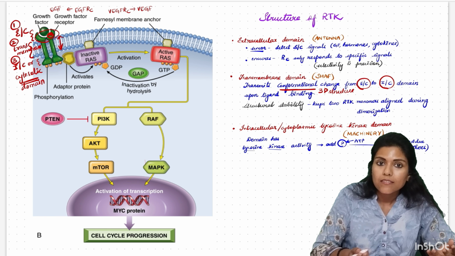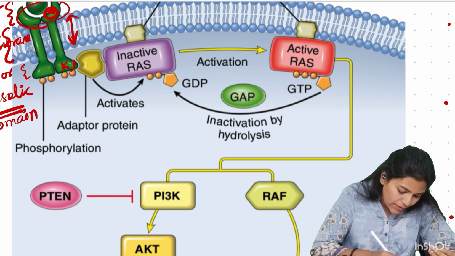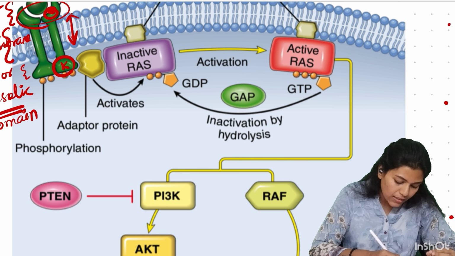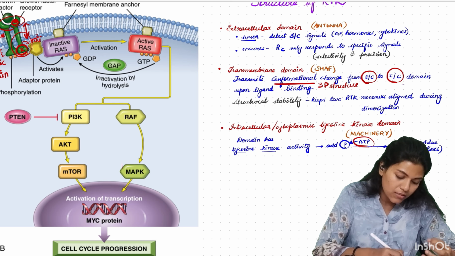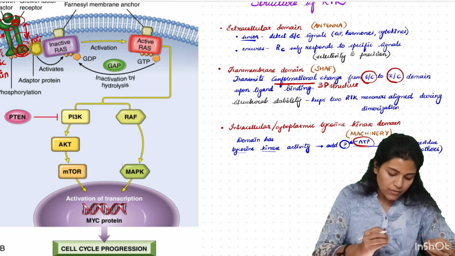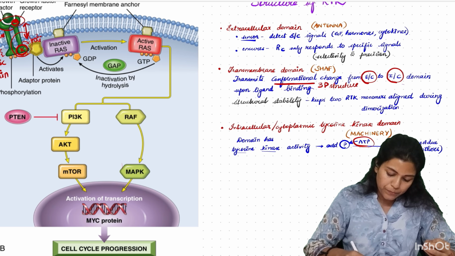The kinase domain present in the intracellular part will add phosphate groups to the molecules it comes in contact with. It will take the phosphate from ATP, and this phosphate will be transmitted to the tyrosine residues of the receptor itself, or to other receptors containing tyrosine. So this is the function of the intracellular domain.